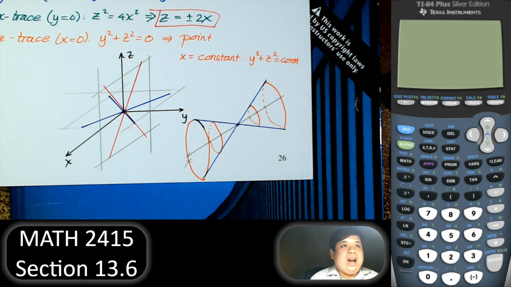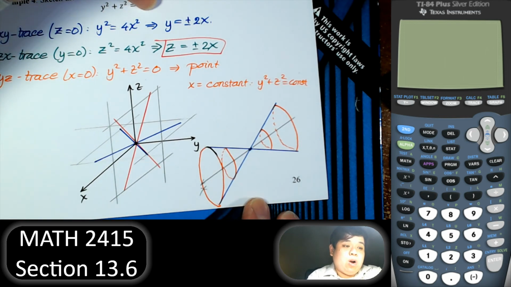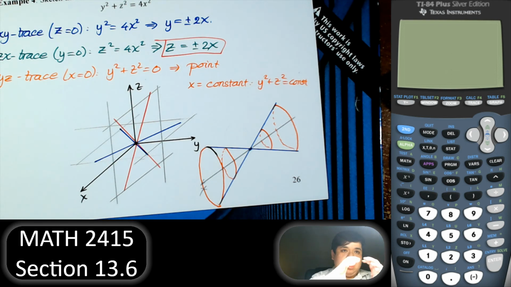Yeah, it's kind of difficult. But once again, the reason we see the graph like this is when x equal to constant, we have an ellipse. So we have a bunch of ellipses. Bigger the x, the bigger the ellipse. Smaller the x, smaller the ellipse. So we have a double cone.